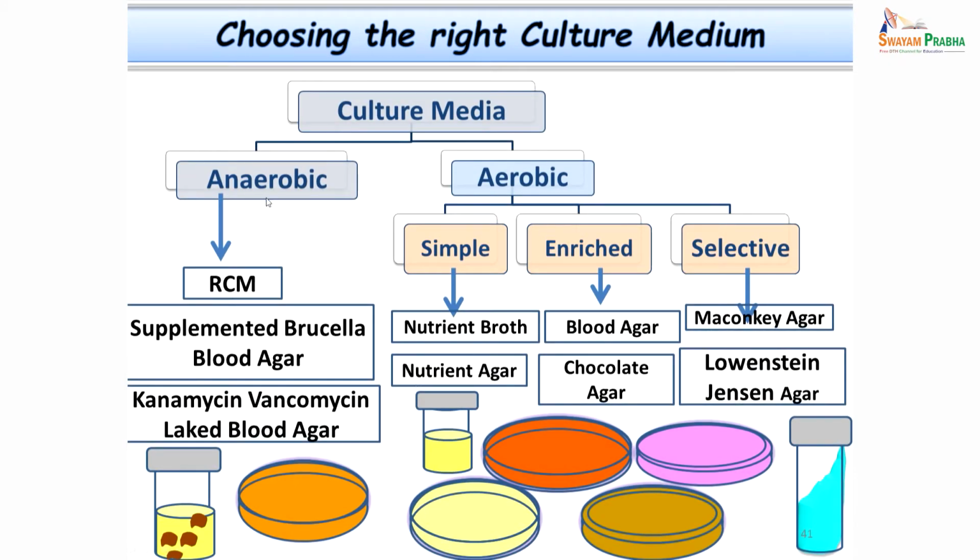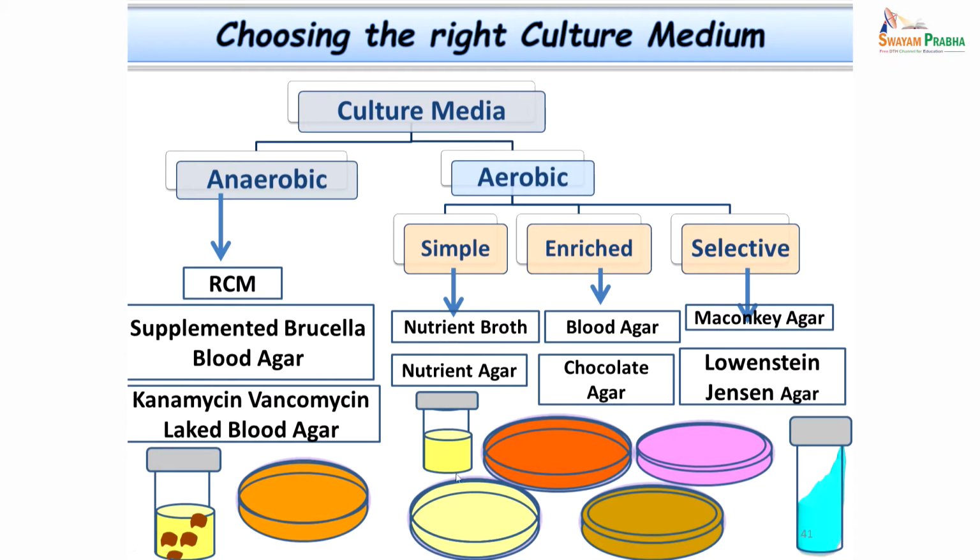Before we start growing the bacteria, we need to have some idea about the major groups of media we can choose from. Choosing the right culture medium is important before we attempt any culture. Culture media are basically classified as anaerobic and aerobic. However, there are other methods of classification as solid, liquid, synthetic, semi-synthetic, etc. Anaerobic media are Robertson cooked meat media, supplemented Brucella blood agar, KVLB (kanamycin, vancomycin, laked blood agar), etc. Aerobic, we have plenty of them.